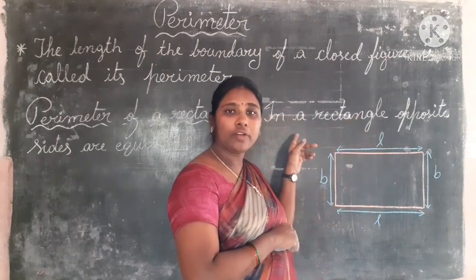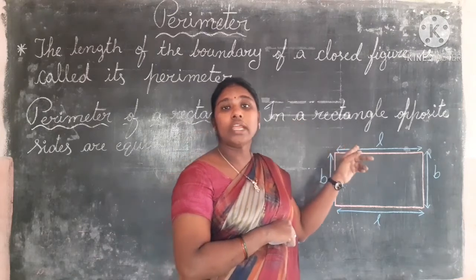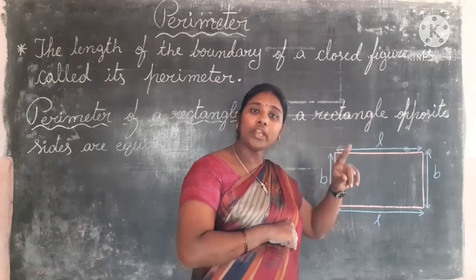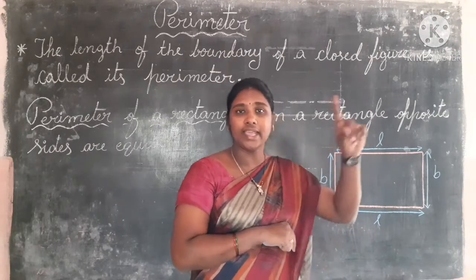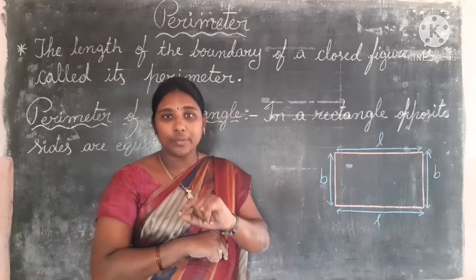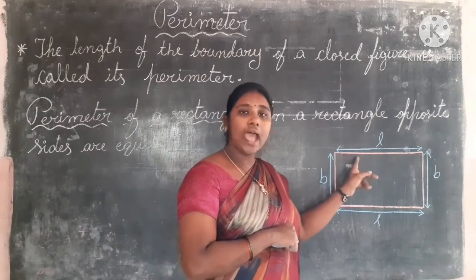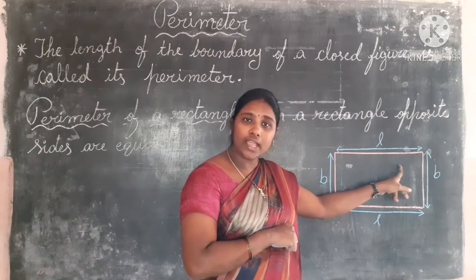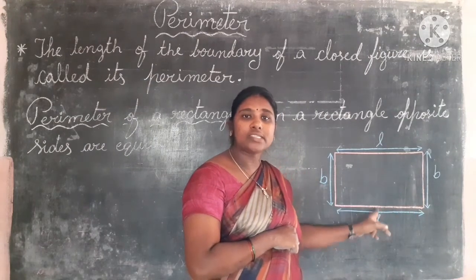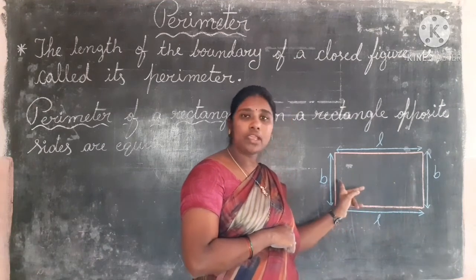What is the perimeter of the given figure? We have to find the length of the boundary of the closed figure. How much length is there? What is the length of its boundary? It is called its perimeter. So coming to the rectangle, this is called the length of the rectangle, this is called the breadth of the rectangle. In a rectangle opposite sides are equal. These two will be equal and these two will be equal.